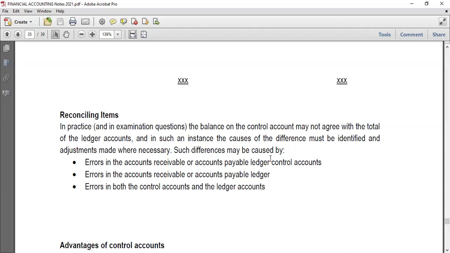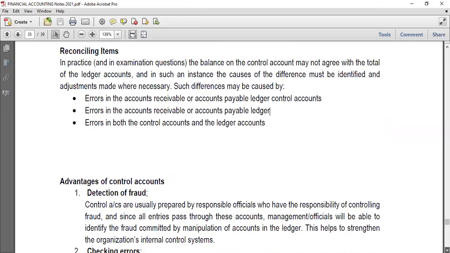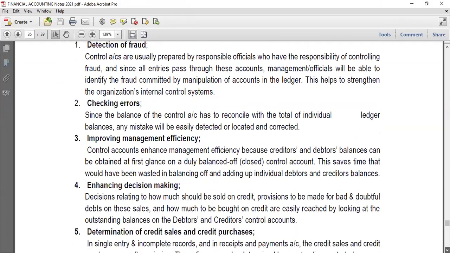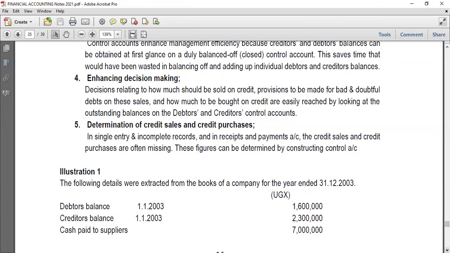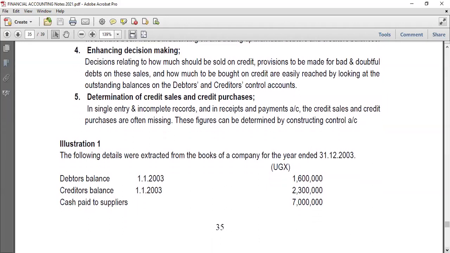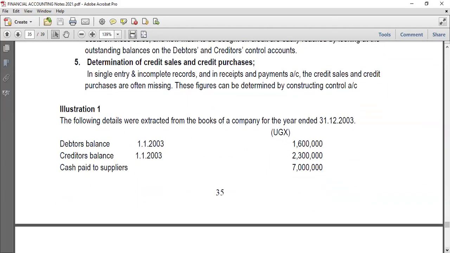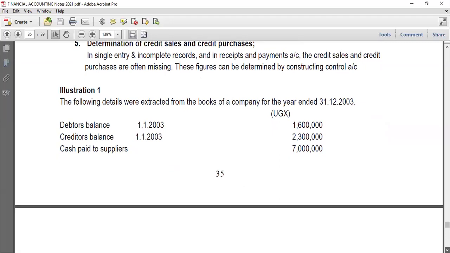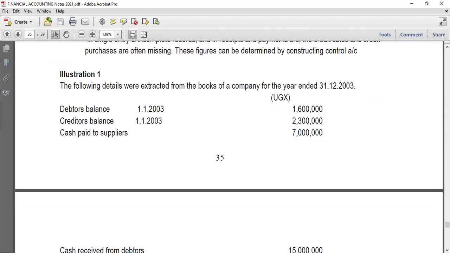The same thing applies when it comes to the respective ledger accounts. So we should make sure that we are reconciling, to do away with any kind of errors, okay? So before we look at the advantages, I just want us to look at this question, to see how a control account is set. I know you must be asking yourself, how are these control accounts actually set, okay?